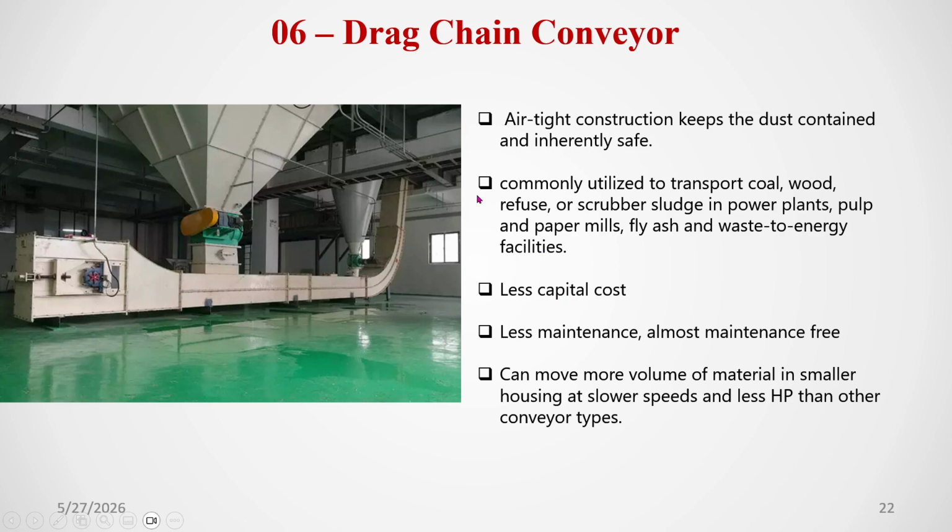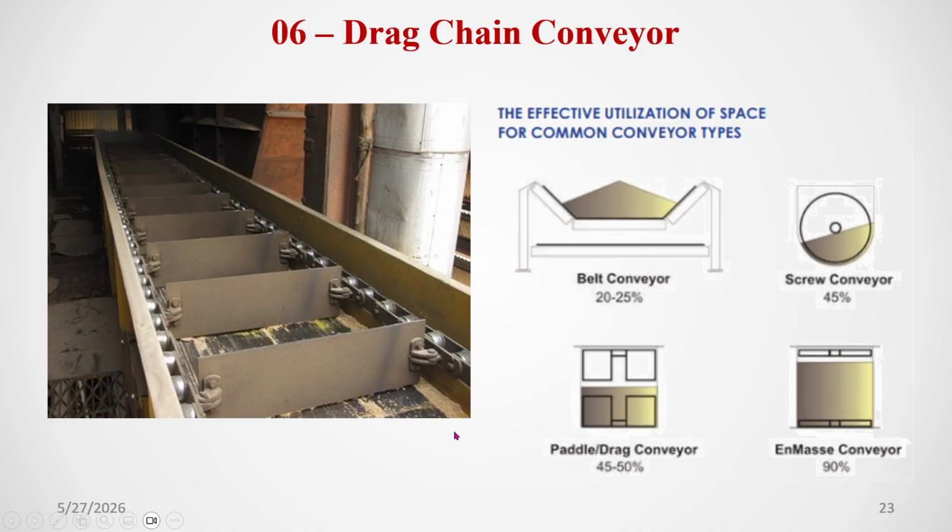It has less capital cost and less maintenance, almost maintenance free, and can move more volume of material in a smaller housing at slower speed and less HP than other conveyors. The drag chain conveyor power requirement will be less. You see the drag chain conveyor here. Plates are used for the material to fall on. It will drag the material from one end to the other end. When material falls here, due to these plates, it will drag the material and discharge it to the other side.